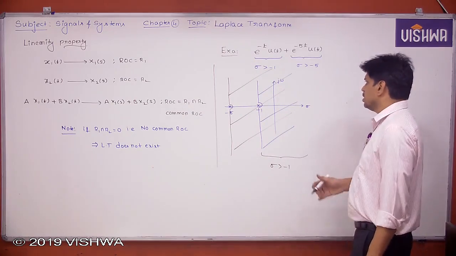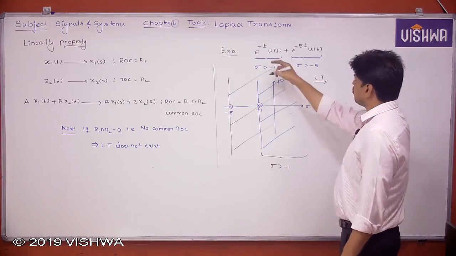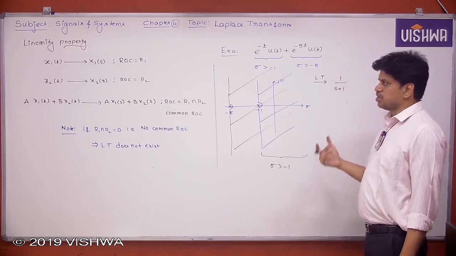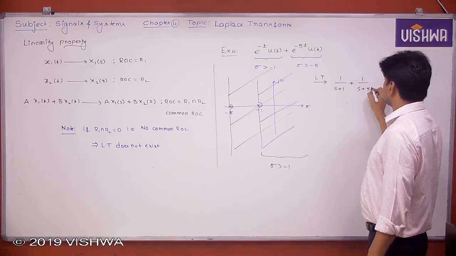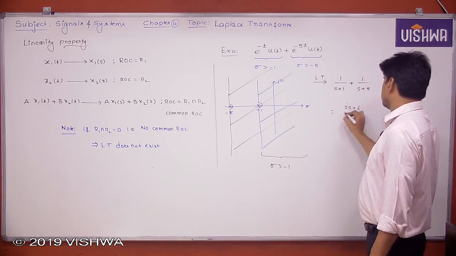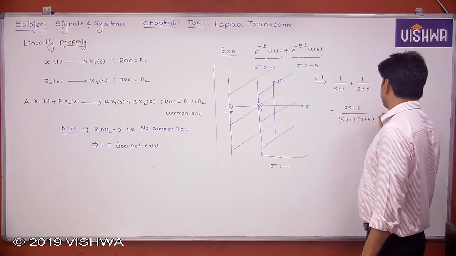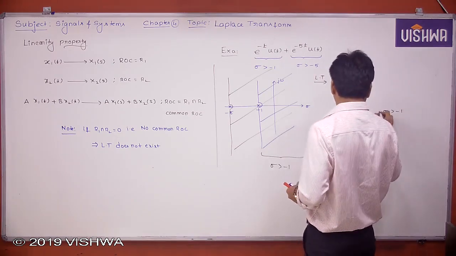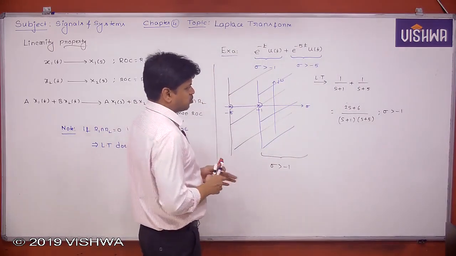Then we can apply the Laplace transform here. So what is the Laplace transform? If I apply it for this one, 1 by s plus 1. Whenever you see that one, you have to write it like this. And for this function, 1 by s plus 5. So finally, it is (s plus 5) plus (s plus 1), that is 2s plus 6 by (s plus 1) into (s plus 5), sigma greater than -1. Okay, so this is the Laplace transform. This is the common ROC.